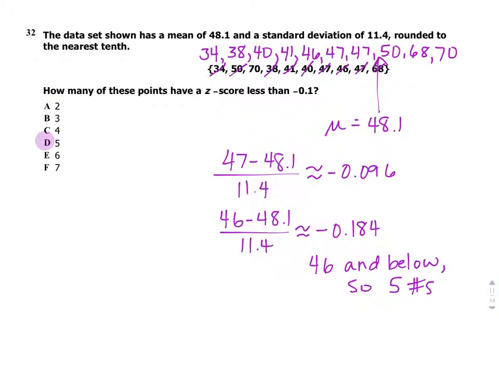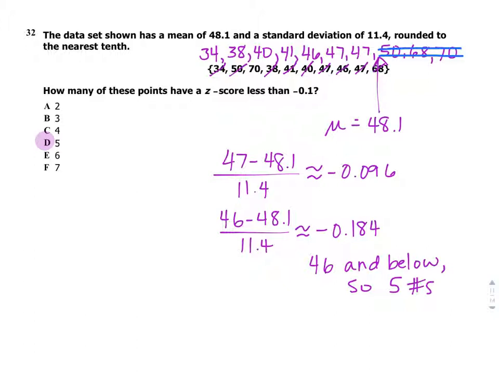Okay, how many of these points have a z-score of less than negative 0.1? Well, first of all, I need to know the mean, which I do, 48.1, and the standard deviation, which I do, 11.4. And I need to look at where the mean is. If I put these numbers in numerical order, the mean is here between 47 and 50. So I'm looking for numbers with a negative z-score. That means right off the bat, I can say it can't be any of these because they are too high.